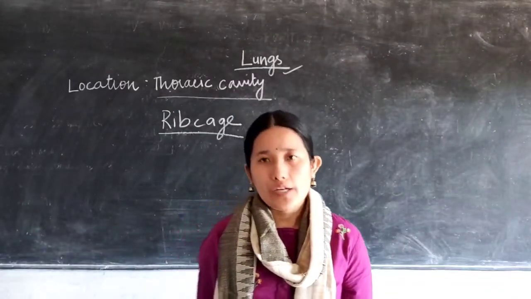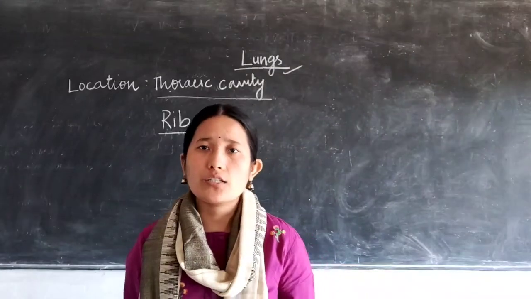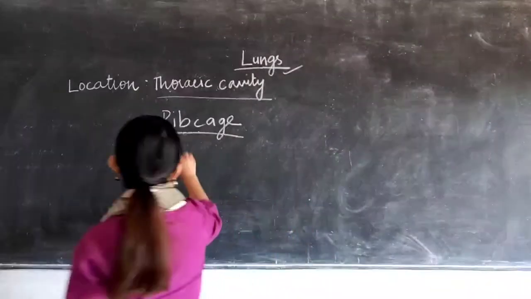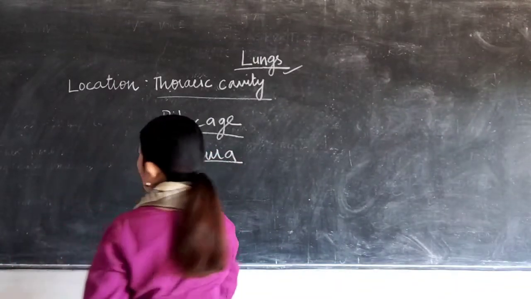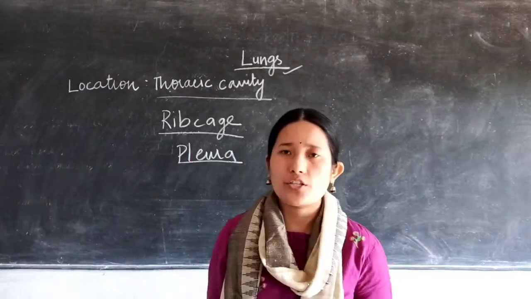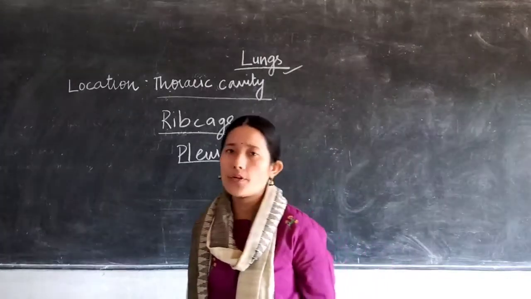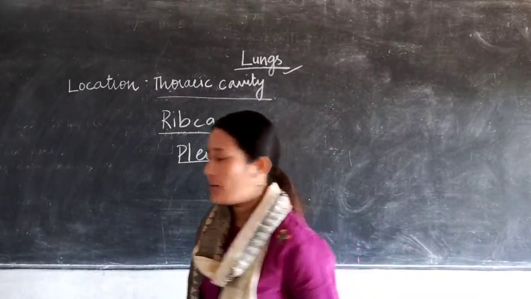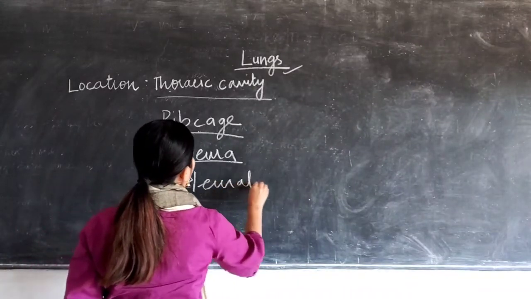Now, the protective membrane of the lungs is referred to as the pleura. It's a double membrane structure, so you have an outer pleural region and then an inner one. Okay, in between this membrane you have a fluid, also referred to as pleural fluid.